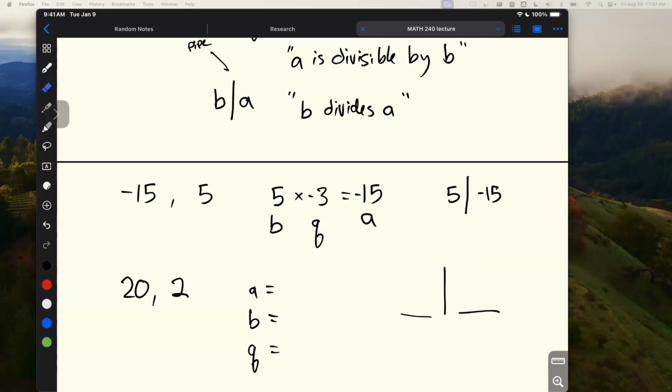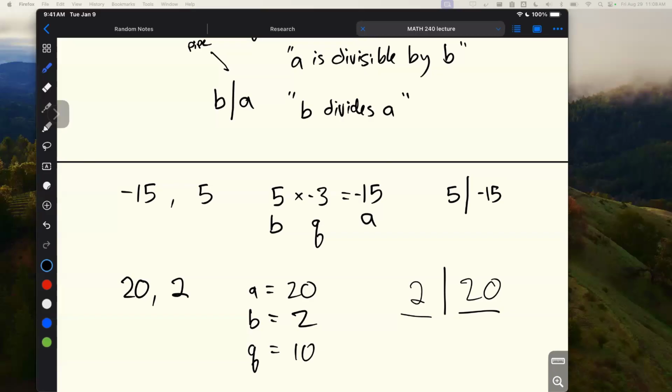All right, what's A? Just call it out. 20. What's B? What's Q? 10. Exactly. Great job. And so when we write it left to right, what goes in the left spot? What goes in the right spot? Right. So we can say that 2 divides 20.